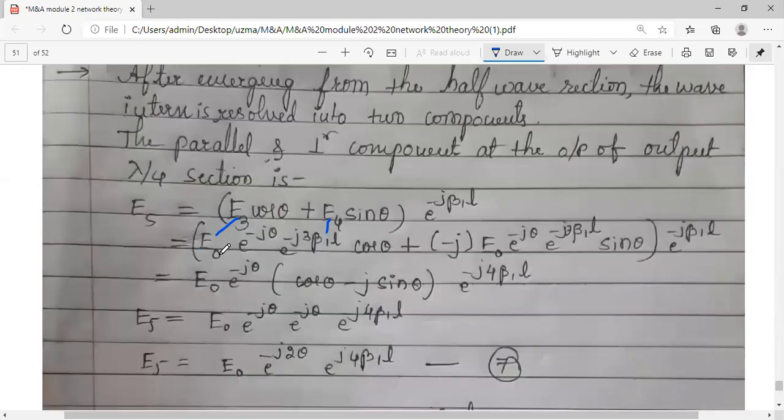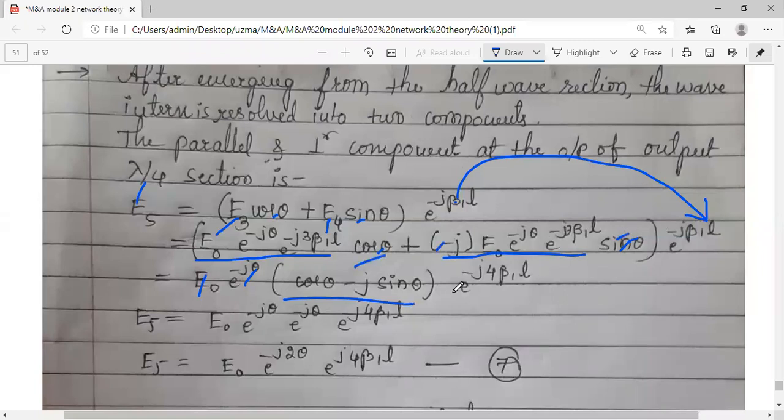I will substitute them. So this is your E3. This is your E4, and the remaining is cos and sine, cos and sine. Again, the length is L, as I have explained, because the length of your plate is L. So again, the phase is beta 1 for the first component. For E6 we will take beta 2. Simply, for further simplification, take E naught e raised to minus j theta common. You'll be left with, inside, cos minus j sine, cos minus j sine.